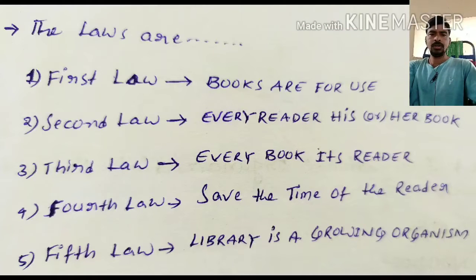In this topic, there are totally 5 laws. First law is books are for use. Second law is every reader his book. Third law is every book its reader. Fourth law is save the time of the reader. Fifth law is library is a growing organism.